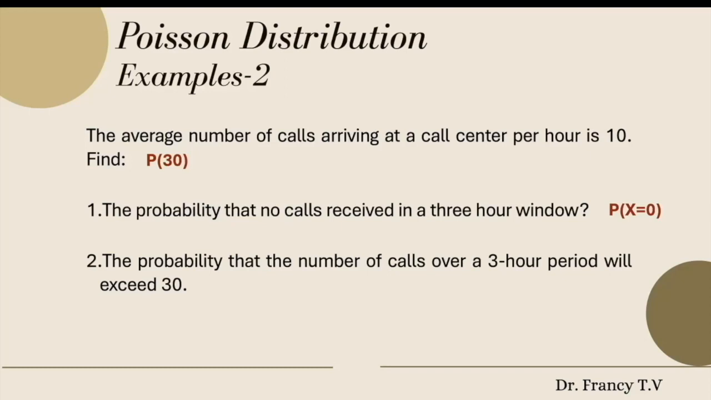Next one is probability that the number of calls over a 3-hour period will exceed 30. Will exceed 30 means will be greater than 30. Greater than 30 can be calculated as 1 minus probability x less than or equal to 30. Why? I cannot calculate x greater than 30 directly. But I have the Excel function for calculation of cumulative probability. So I can calculate a probability x less than or equal to 30, and I will subtract this probability from 1 to get the final answer.